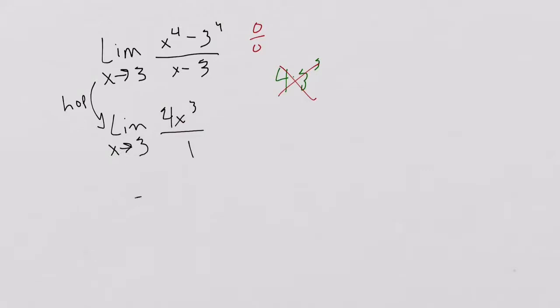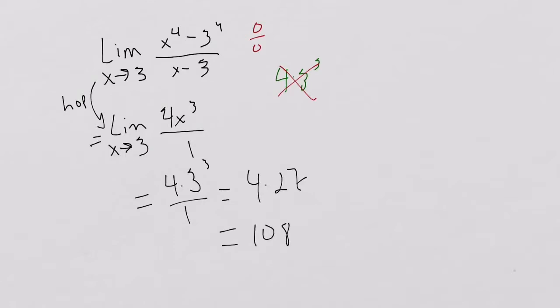So at this point, since I'm plugging in that 3, I can drop my limit notation and write 4 times 3 cubed over 1. Well, the 1 divides in and it just goes away. So I get 4 times 3 cubed, which is 4 times 27, and when I do that, I get 108. And that's it. I'm done.